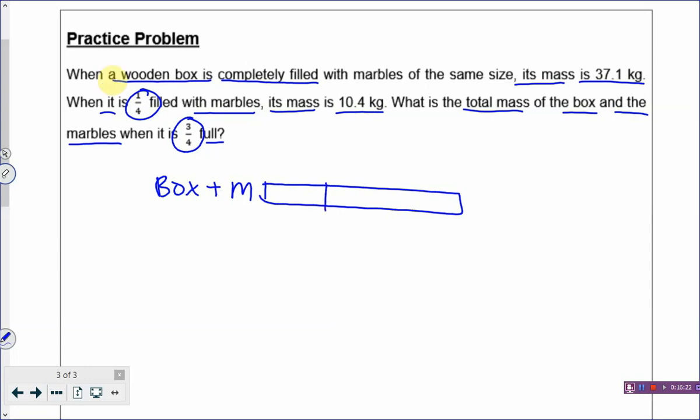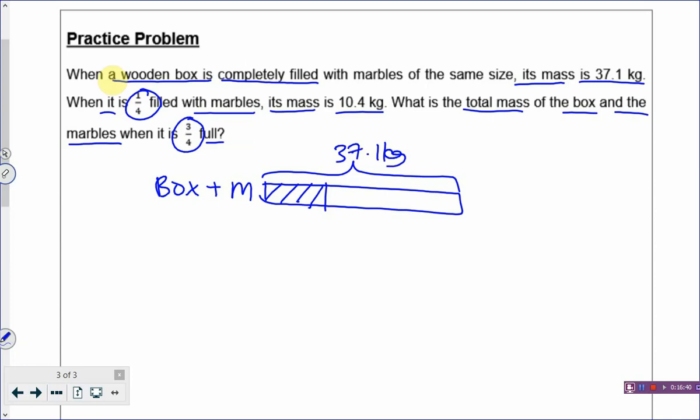The first part is the empty box, the mass of the empty box. The second part is the mass of the marbles. And it is completely filled with marbles, alright, so the box is full of marbles. And the total mass will be 37.1 kg.